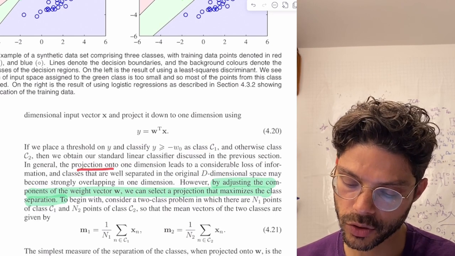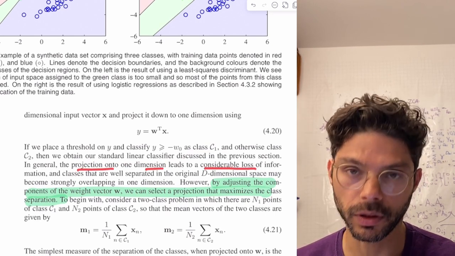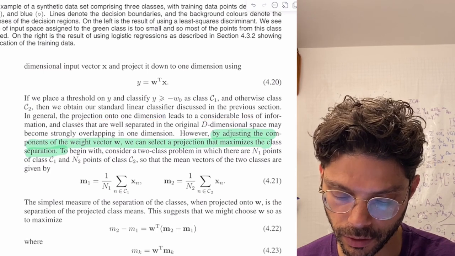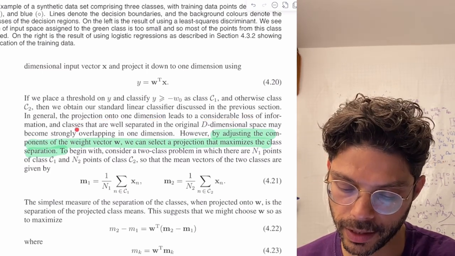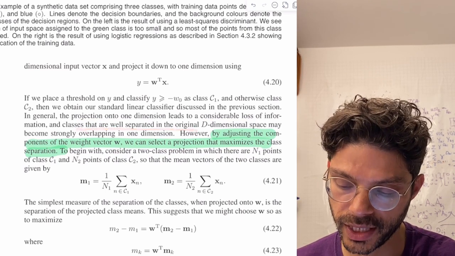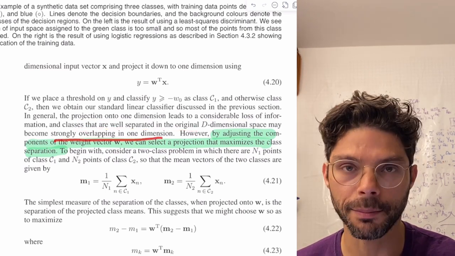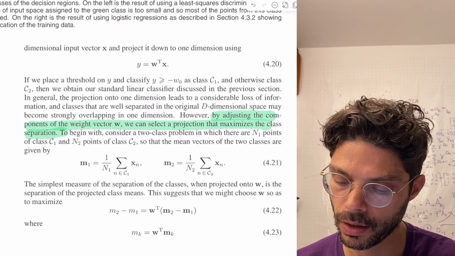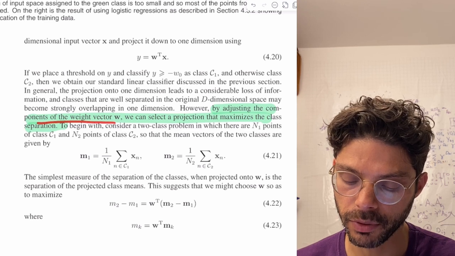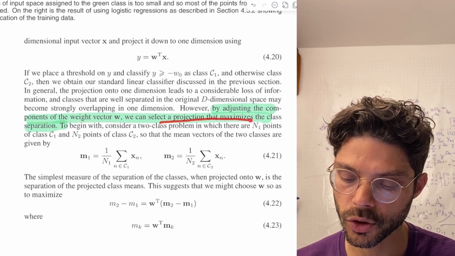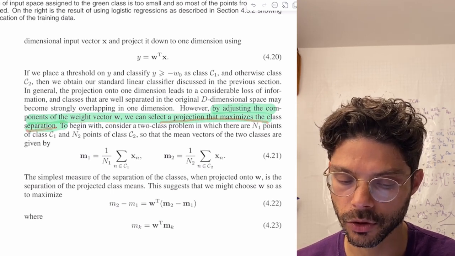Now, in general, the projection onto one dimension leads to a considerable loss of information. You're throwing away lots of dimensions. And classes that are well separated in the original d-dimensional space may become strongly overlapping in one dimension. However, by adjusting the components of the weight vector w, we can select a projection that maximizes the class separation.